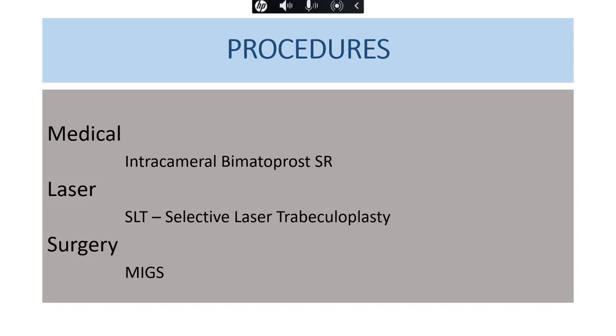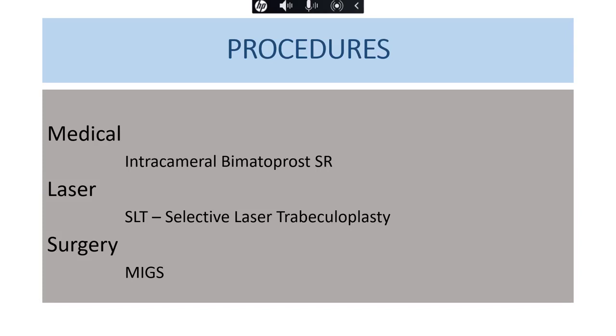MIGS, the micro-incision glaucoma surgery, or some people call it minimally invasive. In America, people are now calling it micro-invasive, micro-incision. There are two terms. You people are still probably calling it minimally invasive. So, minimally invasive or micro-invasive glaucoma surgery.